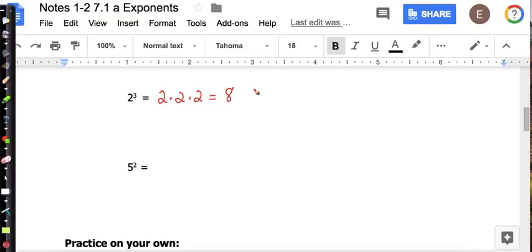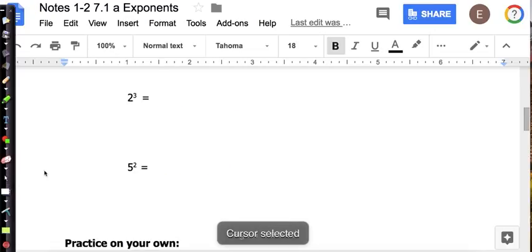Now, if we were doing this in our calculators, with the calculators we have, we would type in 2, and we would hit the YX button, and then we would hit 3, and then equals. Okay? So now 5 squared, or 5 times 5, and 5 times 5 is 25. So go ahead and circle these. These are our answers. Now you can go ahead and pause the video if you're ready to practice some on your own, or if you would like to leave the video going, that's great as well.